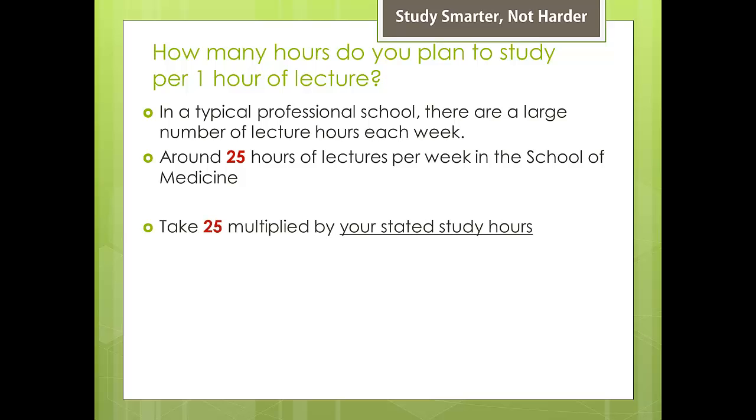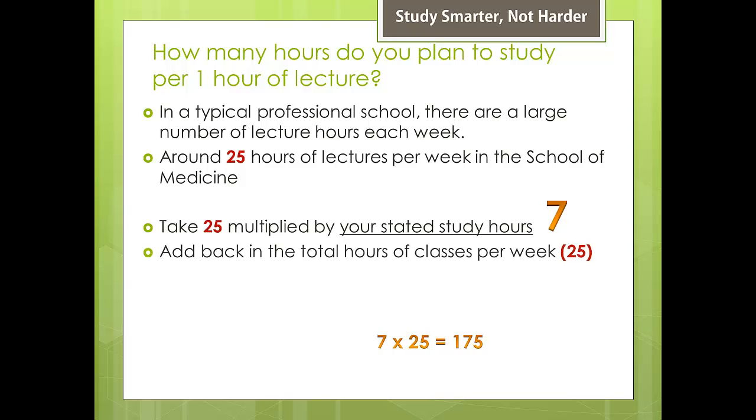So we'll take 25 multiplied by your stated study hours, which on average students report to be about 7 hours per hour of lecture. And that gives you 175 hours per week, and then we'll add back in the time that you're actually spending in class, so about 25 hours a week. And that leaves us with 200 hours per week that you would either spend in class or studying.